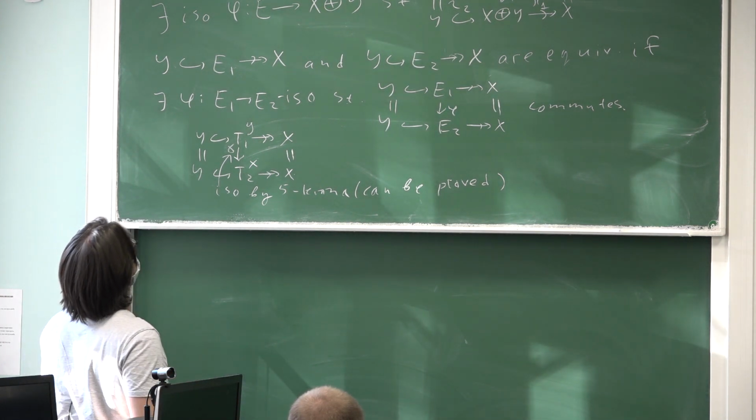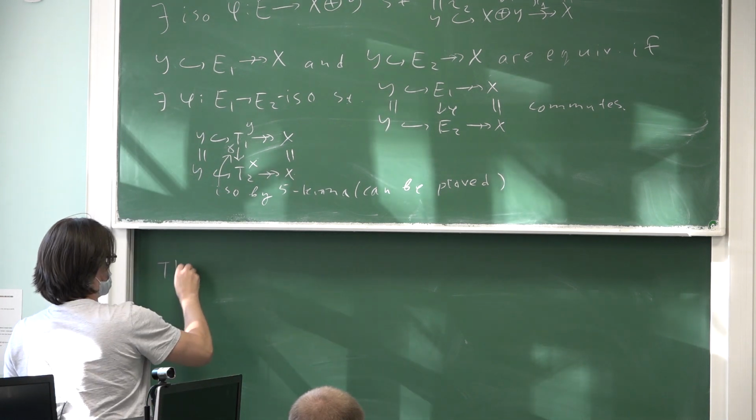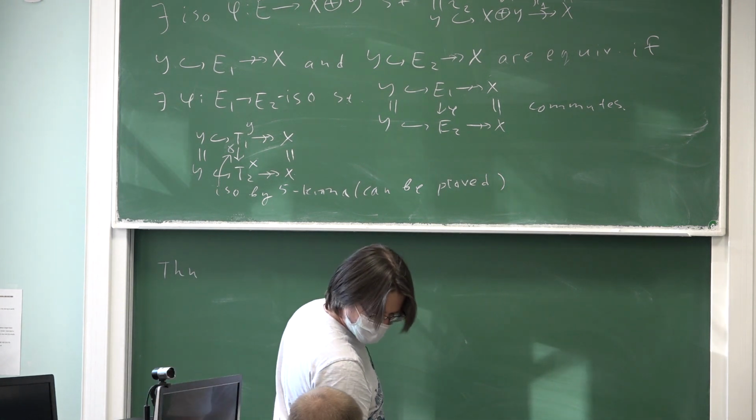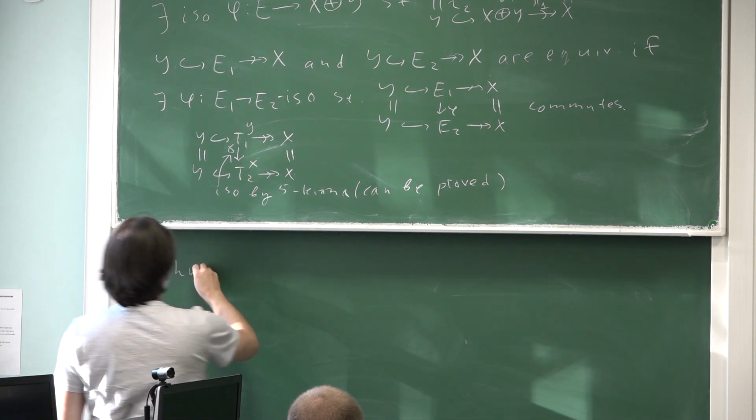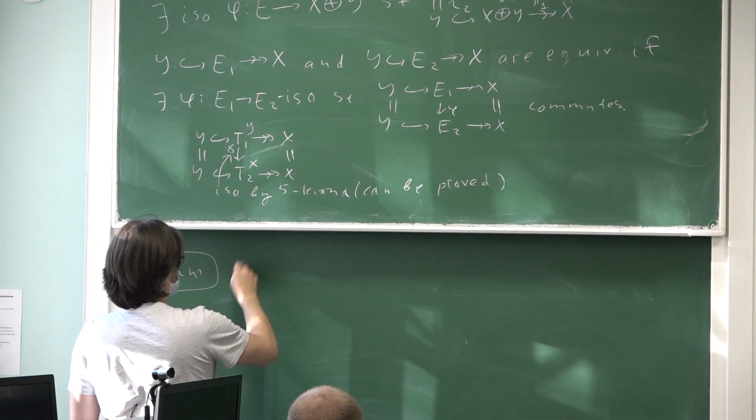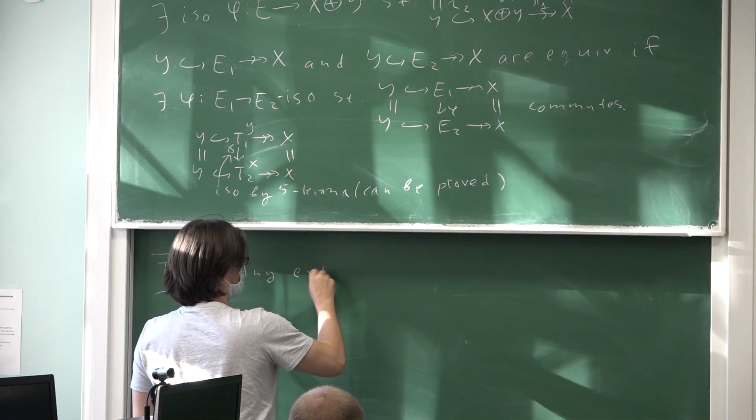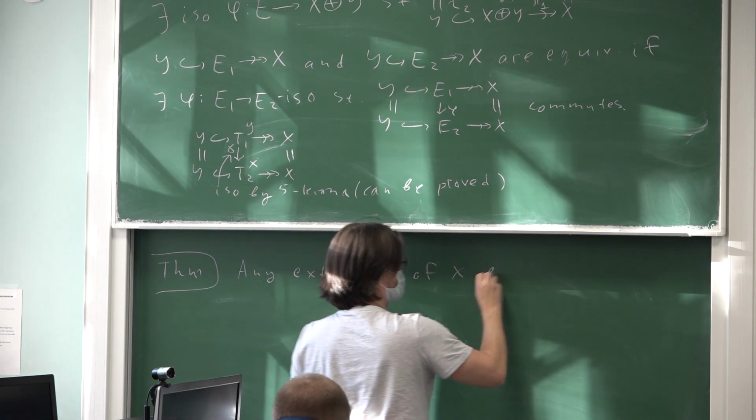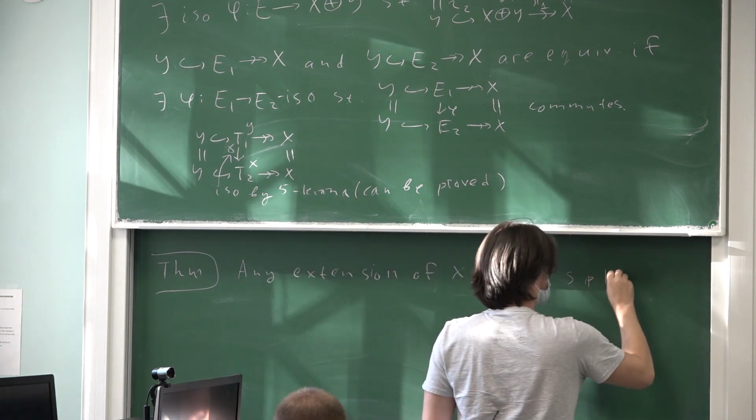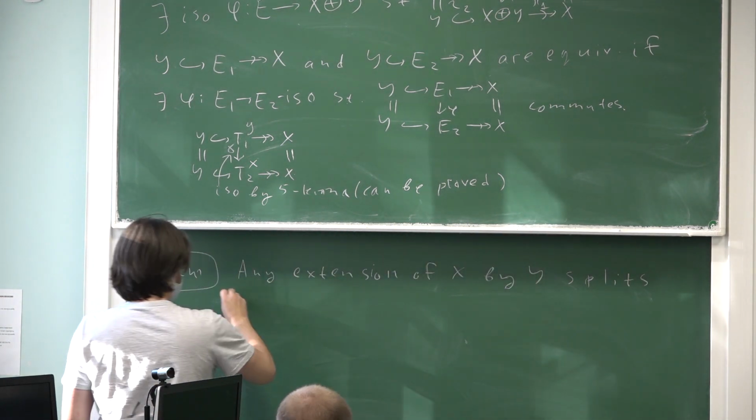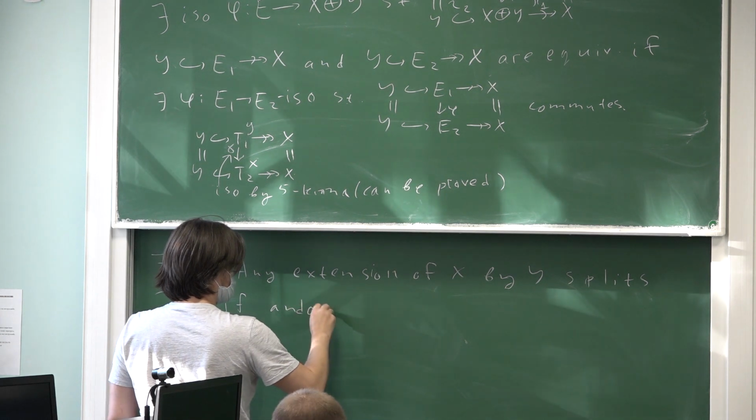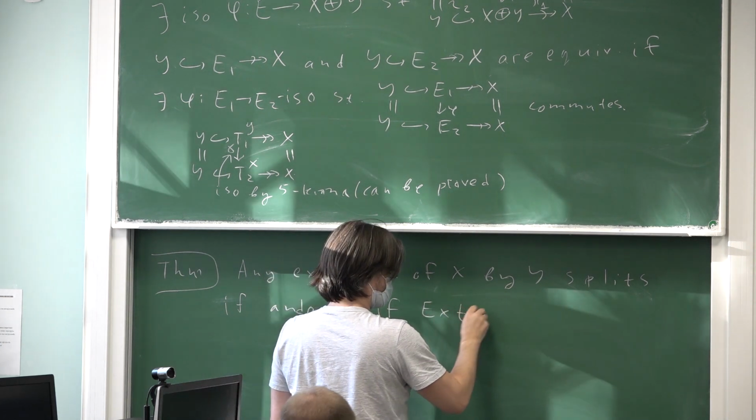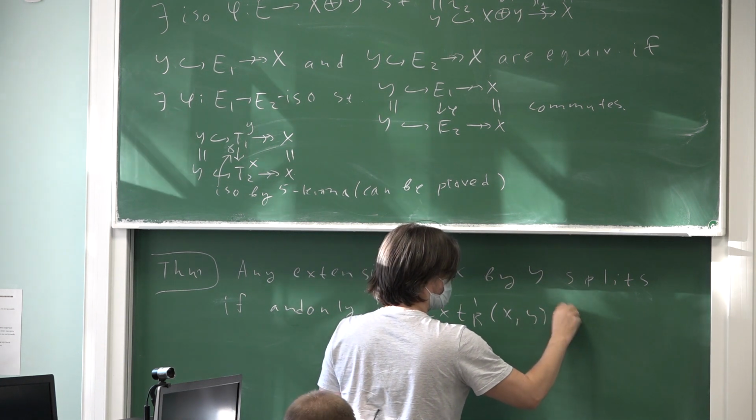And thus we have a theorem, okay, that was the theorem, that says that any extension of x by y splits if and only if Ext^1 between x and y is 0.